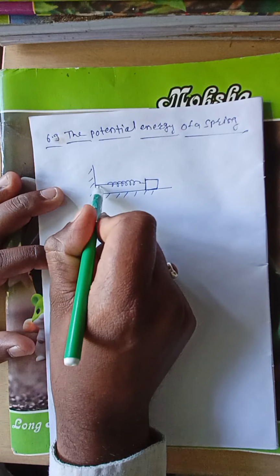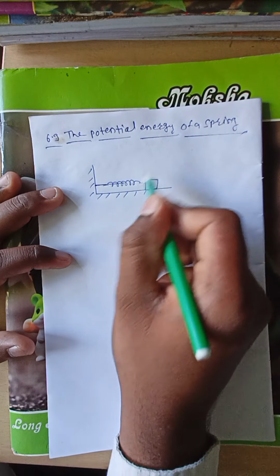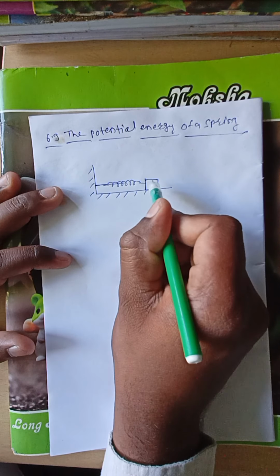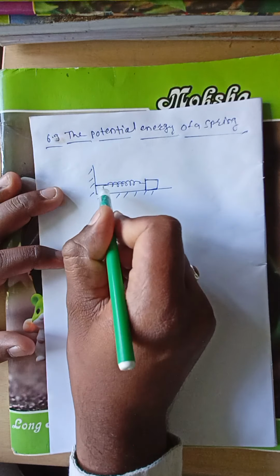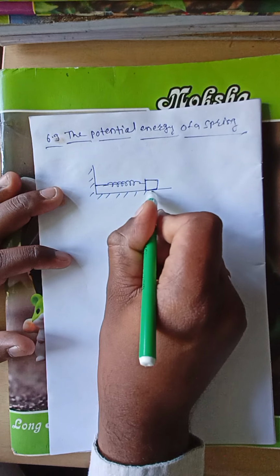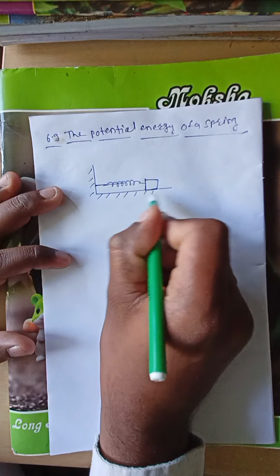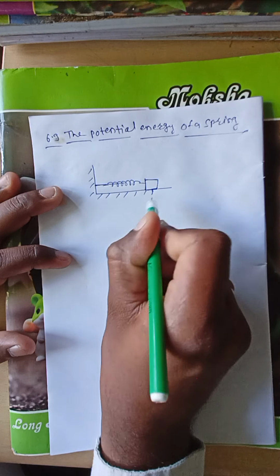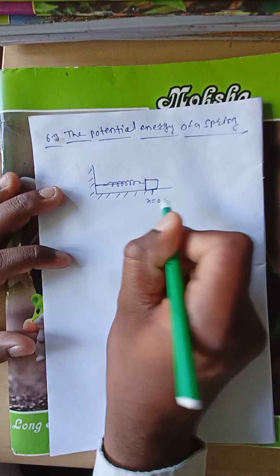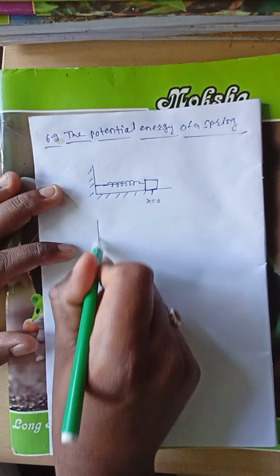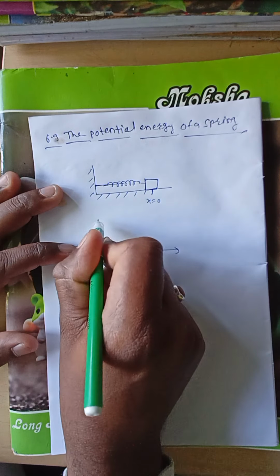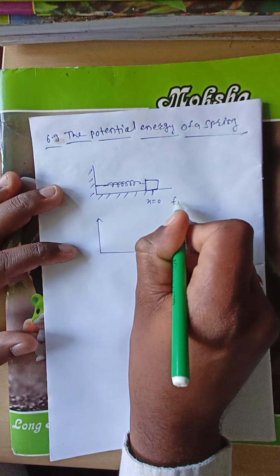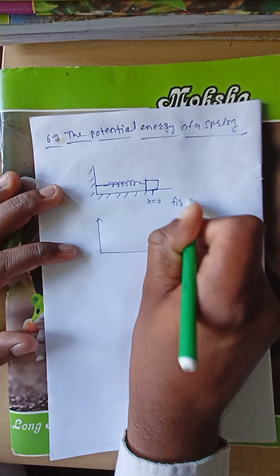Now, with the help of a spring, one block having a mass m is attached, and that block is situated on a horizontal surface. Now this is the equilibrium position, x is equal to 0. This is the figure A.